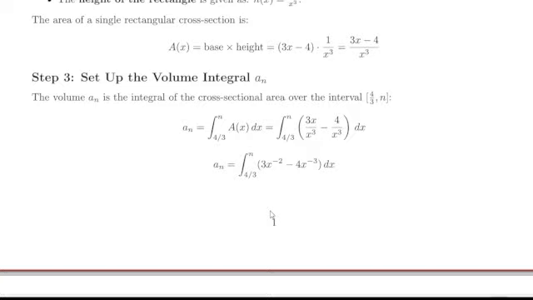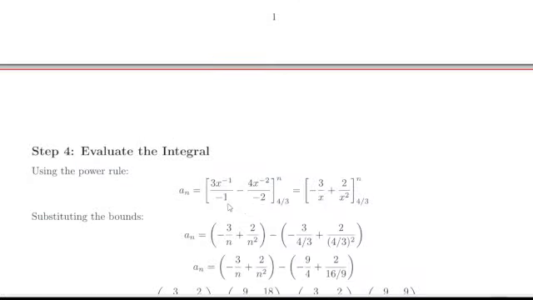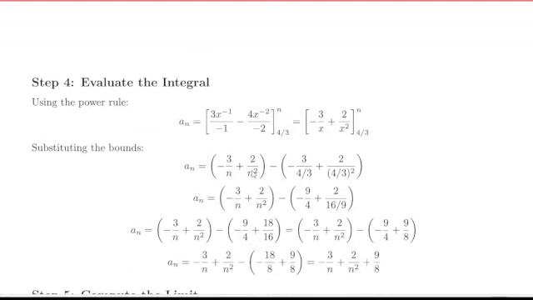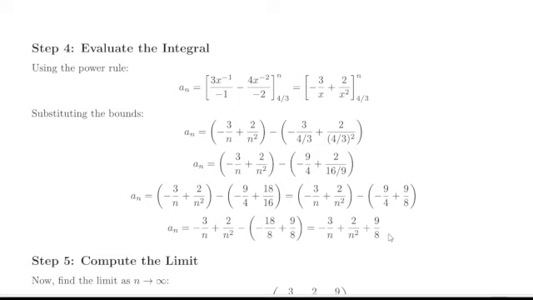And then integrating it, we get negative 3x to the negative first power plus 2 times x to the negative second from 4/3 to n. Plug it in. Plug in n first, minus plug in 4/3. We simplify the negative 3 over n plus 2 over n squared stays the same. But then we have negative 3 divided by 4/3 becomes negative 9/4. And then 4/3 squared is 16 over 9, which 2 over 16 over 9 becomes 9 over 8. And then we can simplify that and get negative 3 over n plus 2 over n squared plus 9 over 8.